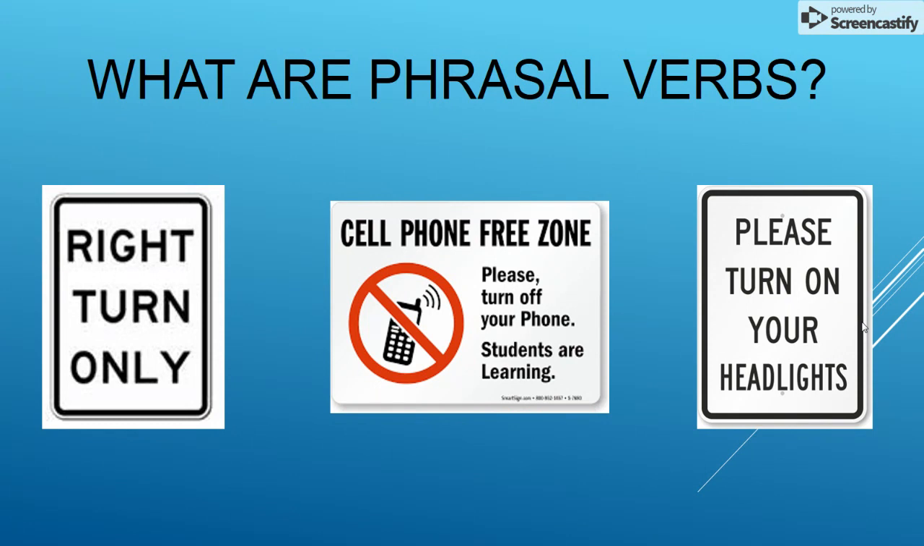For example, the verb turn means to change position or direction. However, if turn is followed by off, it means to stop something from functioning. On the other hand, if turn is followed by on, it means to activate something.